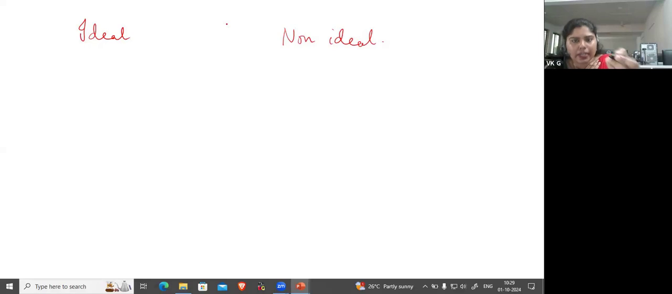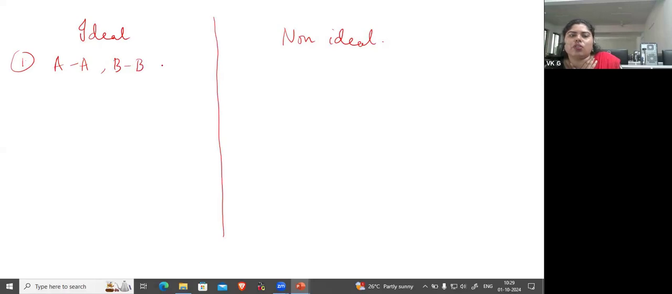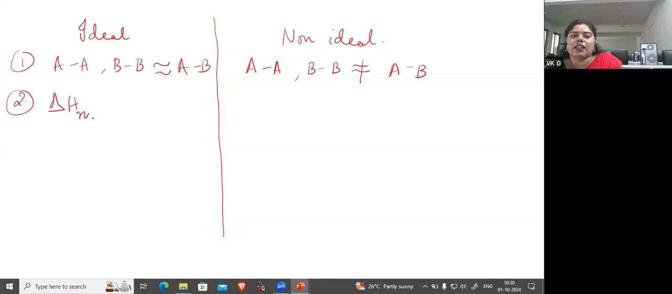Let's talk about it in detail. I'll come to it, but before that you need to differentiate between ideal and non-ideal solutions. The first point is that AA interactions and BB interactions were almost similar to the AB interaction in an ideal solution. Whereas in non-ideal, the vapor pressure increased or decreased, so there are some changes that you see. So AA interaction versus BB interaction will not be similar to your AB interaction. Important point. Then you went to delta H mix, that is, enthalpy of mixing.